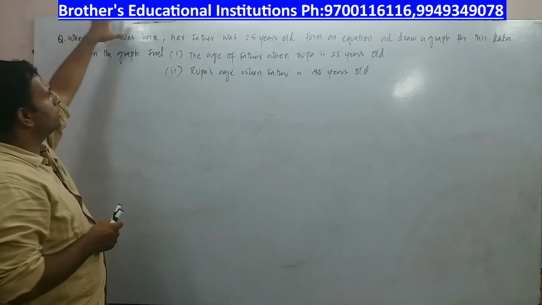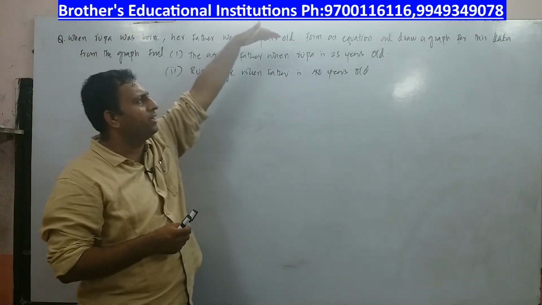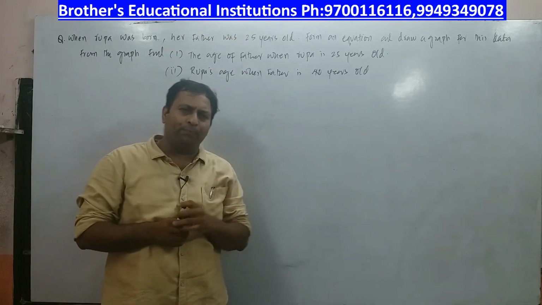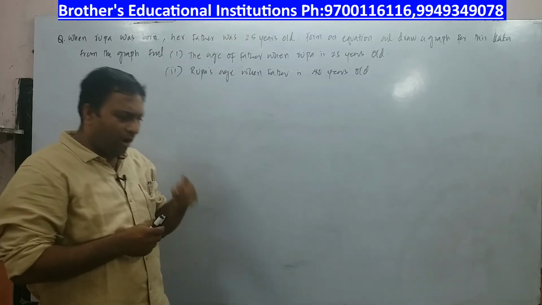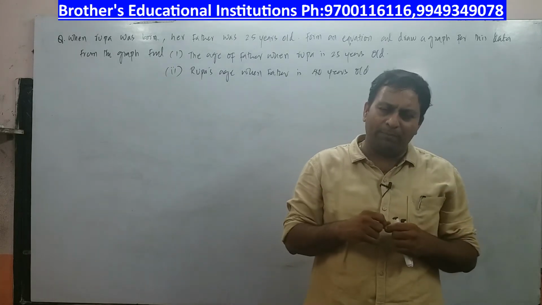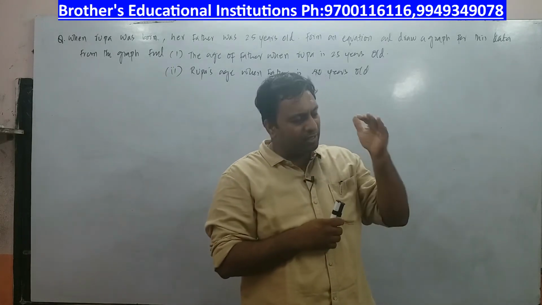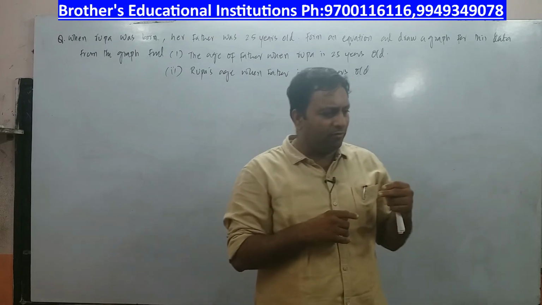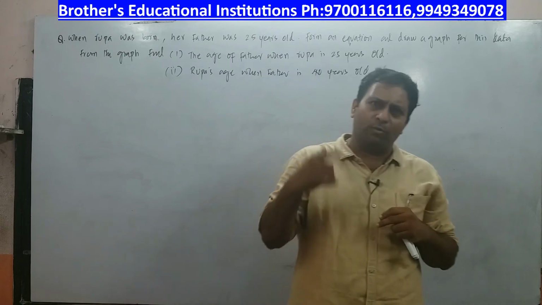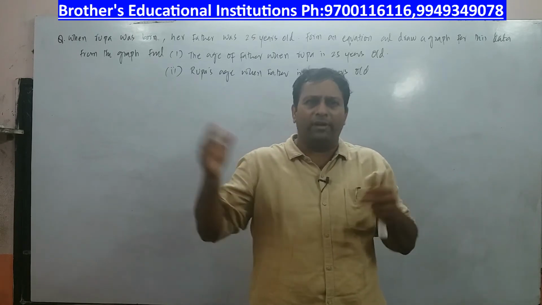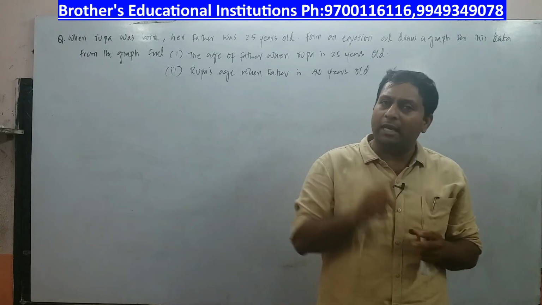When Rupa was born, her father was 25 years old. All right. So when Rupa is born, what is her age? 0. And next year, after 1 year, father will be 26 years old and Rupa will be 1 year old. After 2 years, father will be 27 years old, Rupa will be 2 years old. What is important is, if 1 year father is increasing, 1 year Rupa will increase, is it not? In 1 year, both can't increase by 2 different years. Means there is a linear relationship between these two.